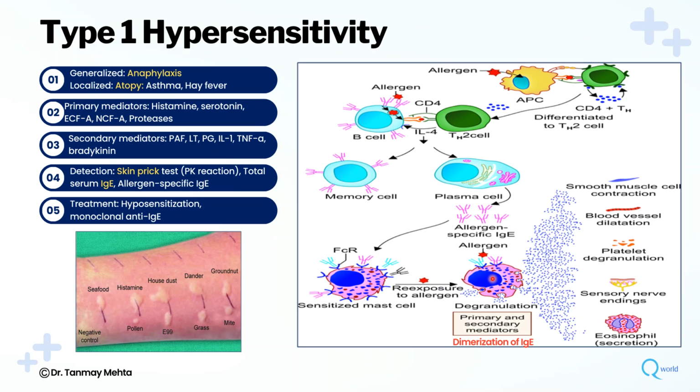Now, this response could be localized, it could be generalized. If it is a localized response, then you get atopic reactions. Bronchial asthma is a classical example of localized type 1 hypersensitivity. Hay fever is also a classical example of localized hypersensitivity. Hay fever is basically exposure to airborne allergens at the conjunctiva and nasal mucosa, which leads to watering from eyes, sneezing and coughing. Bronchial asthma is basically when the allergen is exposed to the lower respiratory mucosa, resulting in constriction of bronchial smooth muscles. So, bronchoconstriction will lead to breathlessness and attacks of that.